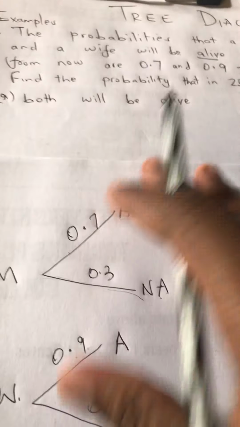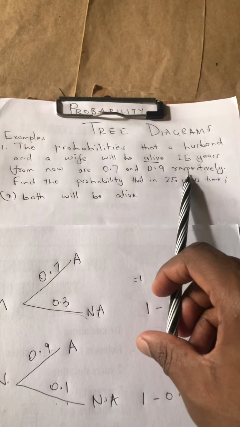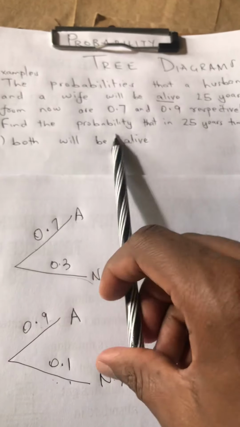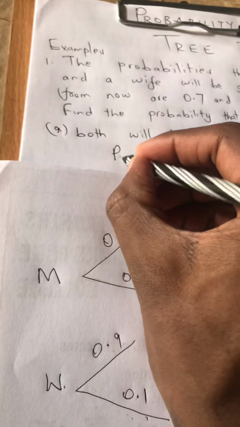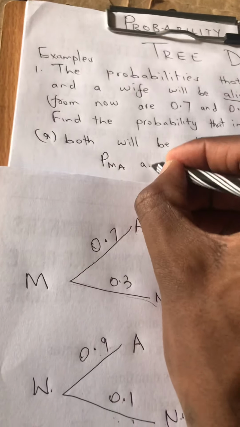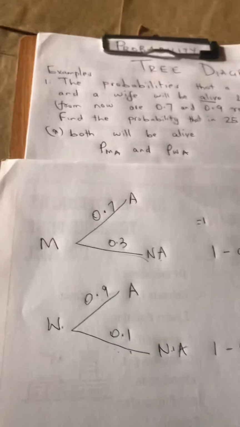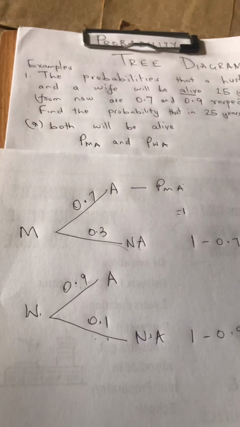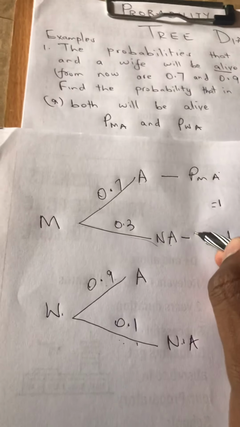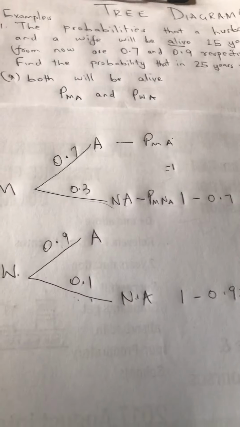So back to our question. Find the probability that in 25 years time, both will be alive. So both will be alive. It means that we are looking for the probability of man alive and the probability of wife alive. Now this is the probability of man alive in 25 years time. This is the probability of the man not alive in 25 years time.